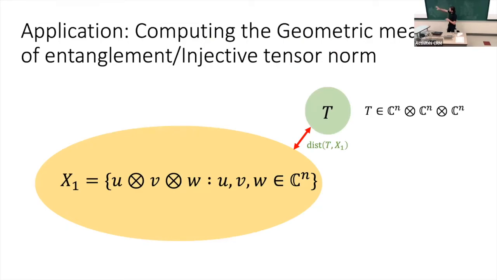Okay, so let's look at computing the geometric measure of entanglement more in depth. Here, your subspace is just a single element, the span of a single tensor. And the geometric measure of entanglement, also known as the injective tensor norm, is exactly the distance from T to the set of product tensors. So this is an example where you're computing the distance between a linear subspace and a set.